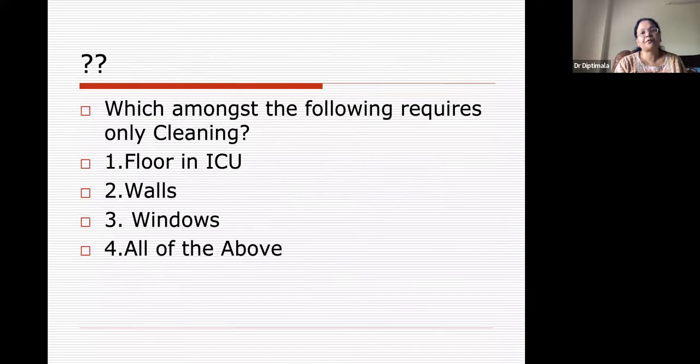One question comes up on your screen. Which amongst the following requires only cleaning? Floor in ICU, walls, windows, or all of the above?